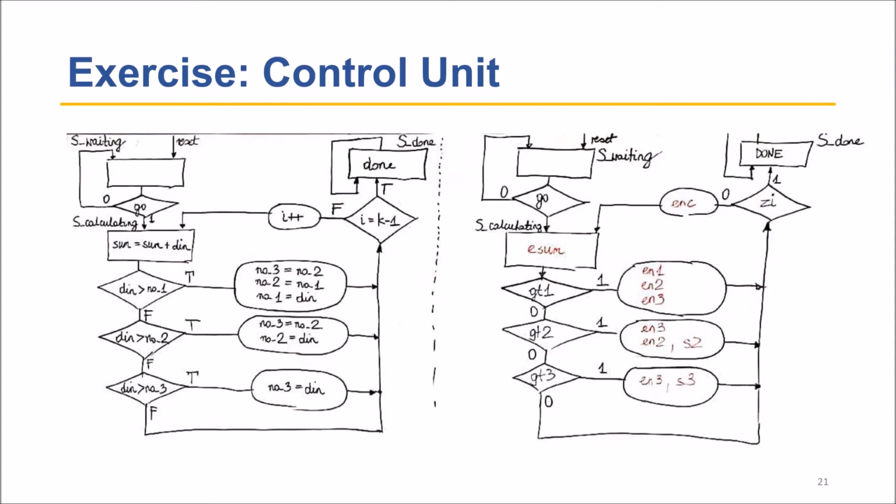In this exercise, we wait at the S_waiting state after reset until we receive the go signal. Then, we go to a state where we can add the input and calculate the sum of all inputs. In this state, we can also check whether the input is bigger than the current saved values or not. If it is, then we can perform the appropriate action in the conditional boxes. For example, change the saved value order and replace the smaller value with the current input.